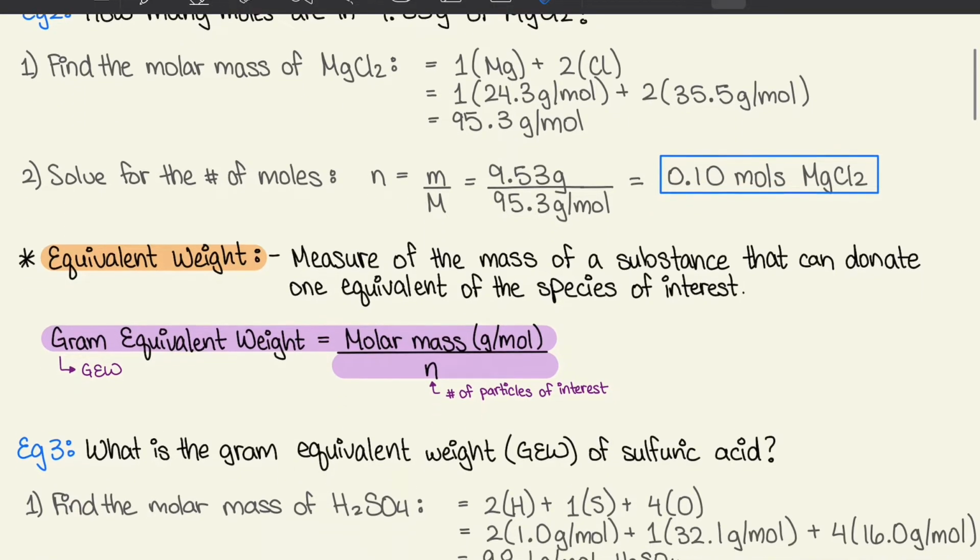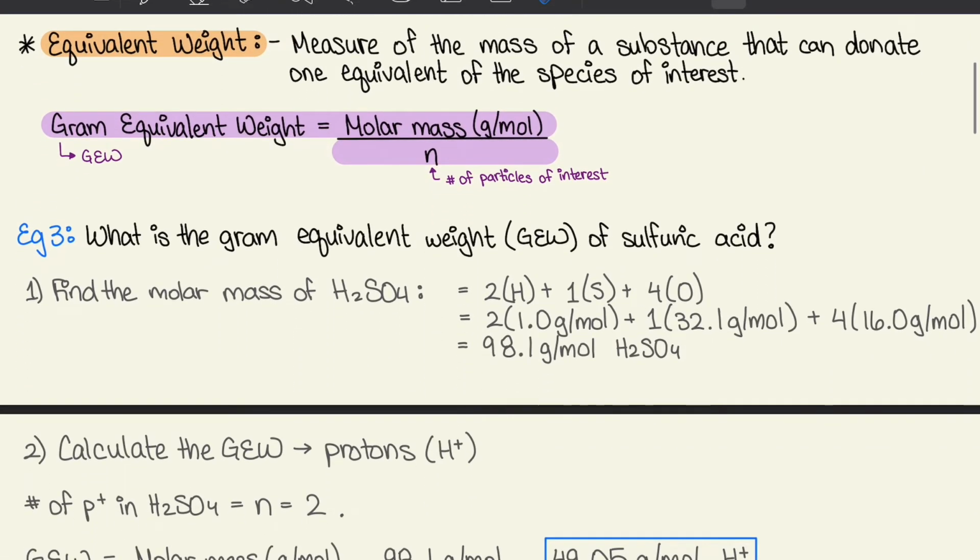So moving on to equivalent weight, it's the measure of the mass of a substance that can donate one equivalent of the species of interest. The way we write this is gram equivalent weight is equal to molar mass, which is grams per mole, over n, which is the number of particles of interest. So I have an example down here. It's asking, what is the gram equivalent weight, so GEW, of sulfuric acid?